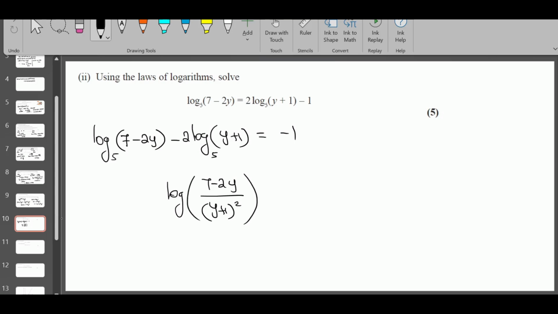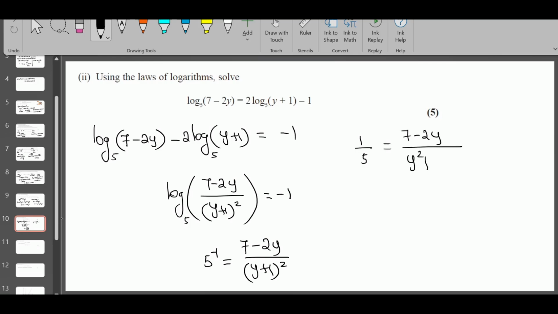I hope you understand this step. So you need to combine it to a single logarithm. That's the next step. And then get rid of the logarithm by rewriting using power. You can write this as 5 power minus 1 is 7 minus 2y over y plus 1 whole square. 5 power minus 1 is 1 over 5 is 7 minus 2y divided by y plus 1 whole square. Cross multiply. So 1 times y square plus 2y plus 1 is 5 times this, 35 minus 10y.